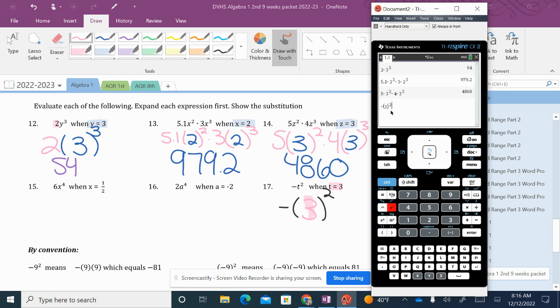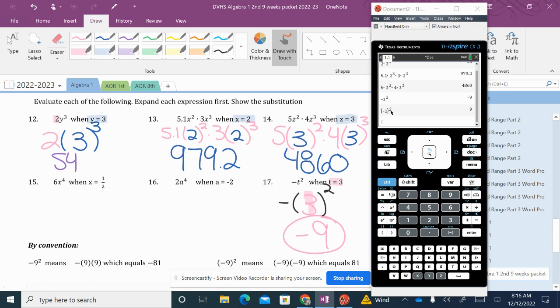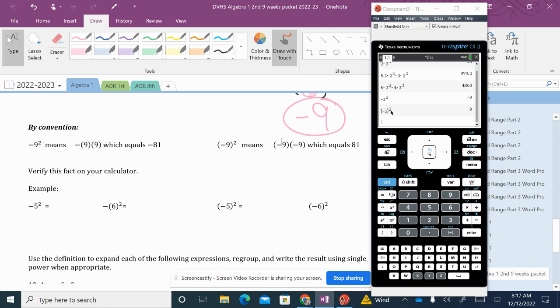When you put the negative either inside or outside the parentheses, it does make a difference. Let me show you guys. Negative 3 squared. Okay, one gives you negative 9, one gives you positive 9. So you have to be careful. Remember, having money and owing money is not the same thing. All right. So here it tells us, and this is what it's explaining. Negative 9 squared means negative 9 times 9, which equals negative 81. But because the negative is outside and you're just squaring the 9. But negative 9 in parentheses means negative 9 times negative 9, which equals positive 81.